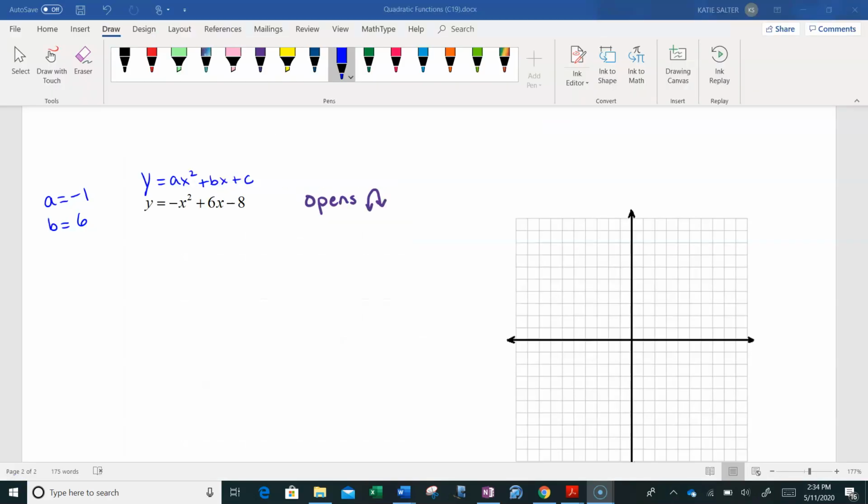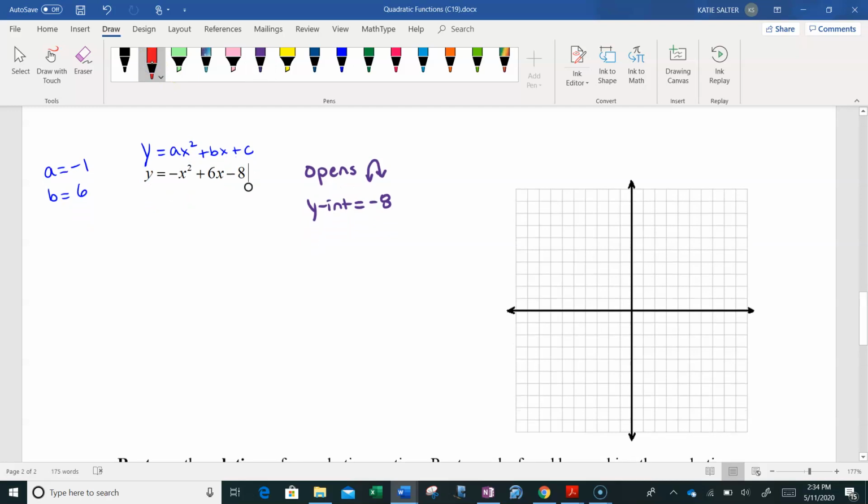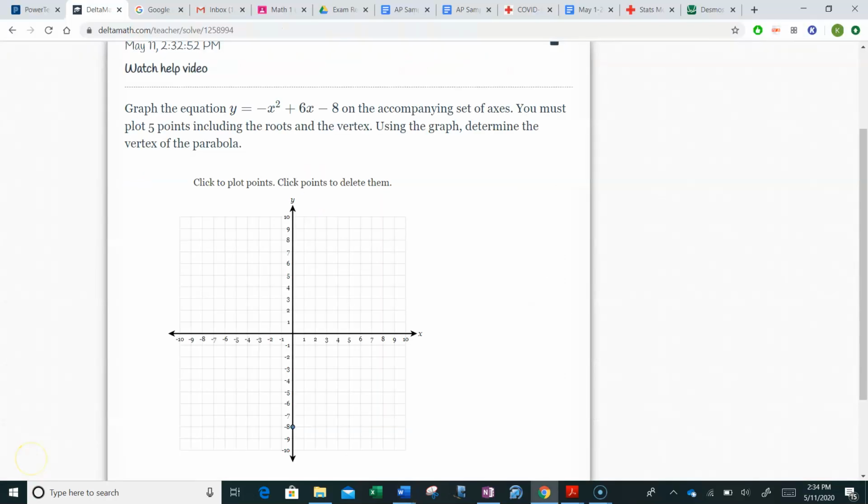Well, we know the parabola would open downward because a is negative in this case. We also know that the y-intercept is going to be at -8. So that's helpful because that could be one of your points that you can use to graph your parabola when you're putting it on there. And of course, you can use graph paper at home and sketch it, or you can go straight to the program and put it in. So I've gone ahead knowing that -8 is my y-intercept and just clicked that point on there.